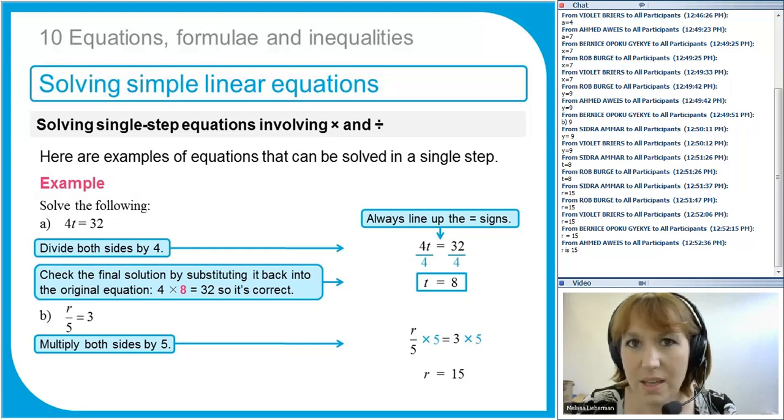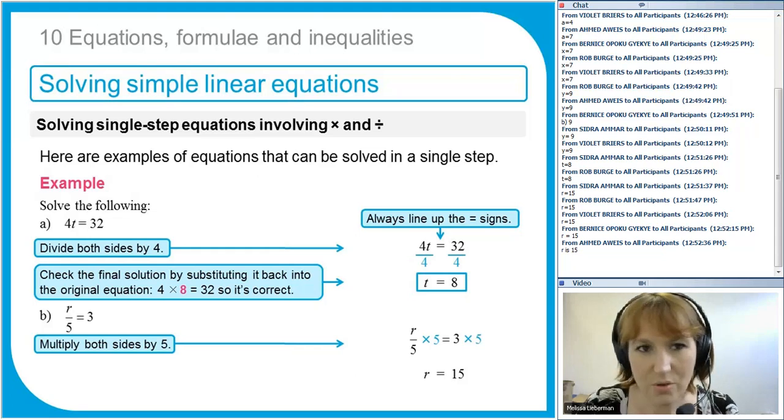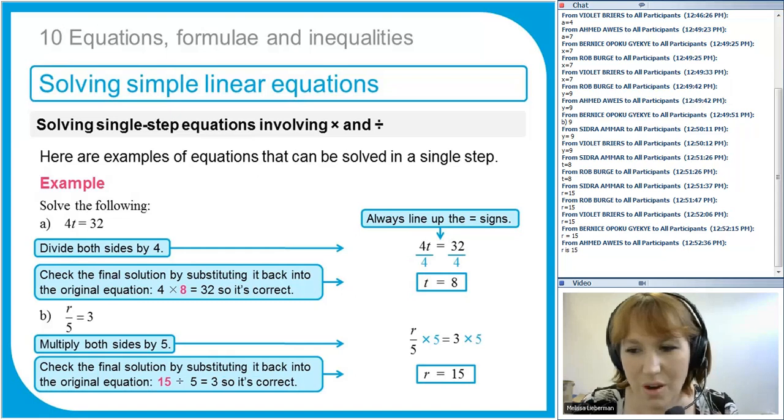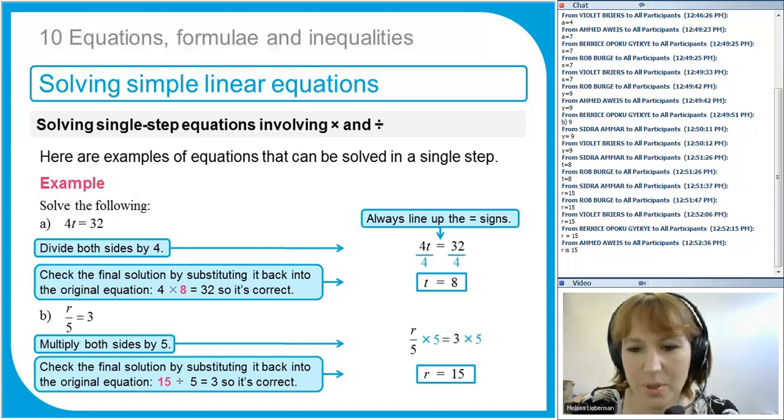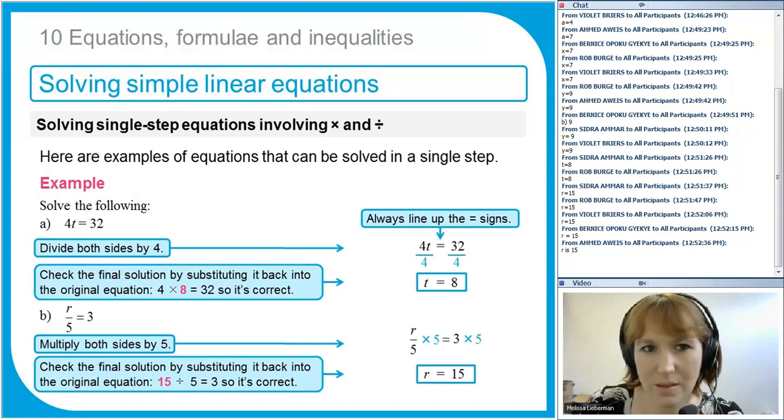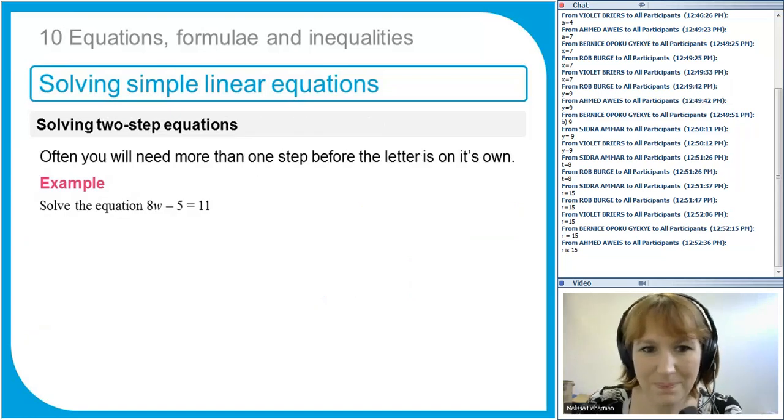15 divided by 5 is 3, so that's correct. I've got the right answer, so I know that I've done it the way that I should. So Bernice and Violet and Rob and Sidra, good. If you can do it in your head and just write the answer directly on the next line, that's fine. But just have a think about doing this method of doing the same thing to both sides so that it will help you later on.